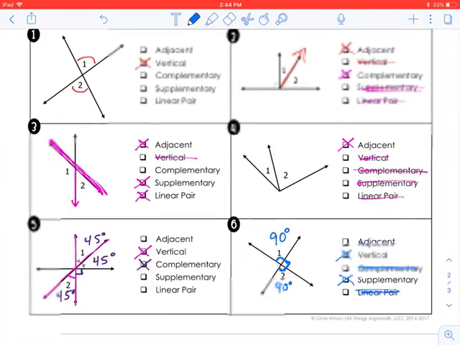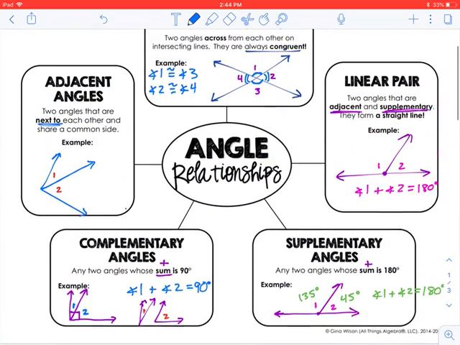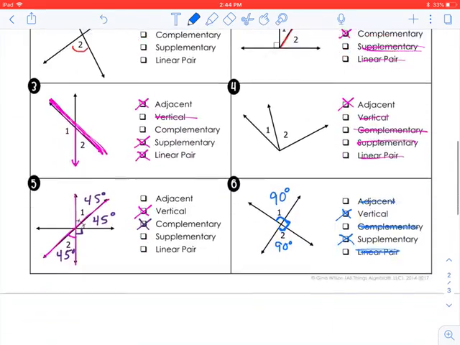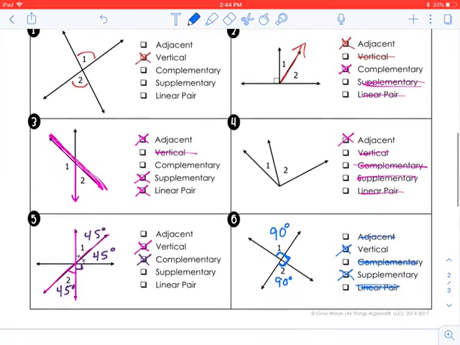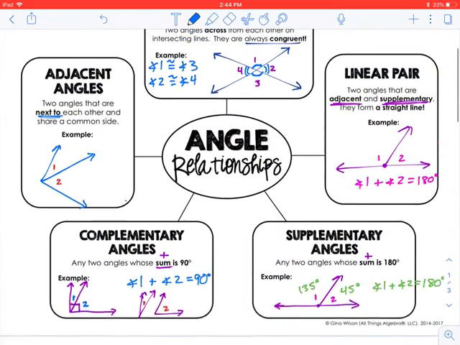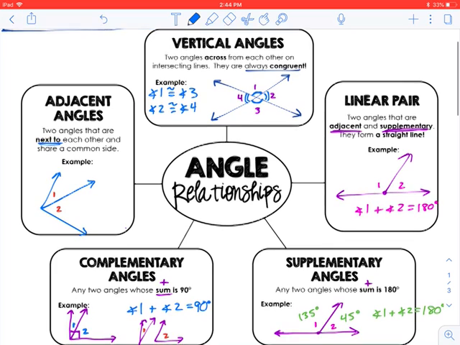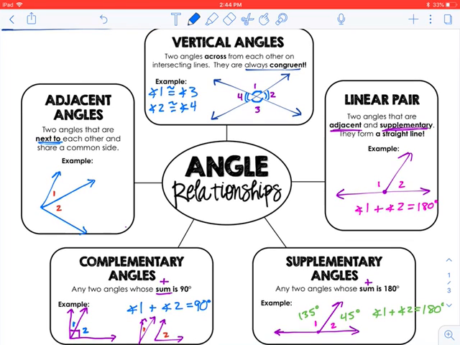Okay. So we'll get some more practice with these relationships, but that's kind of the introduction to the relationships between angles. Okay. So if you want to get started on the homework, go ahead and do so. If not, we'll be getting that in class and talking about some of that stuff.